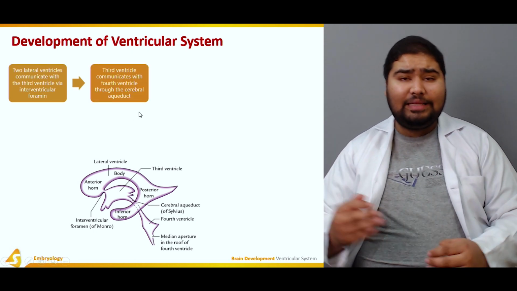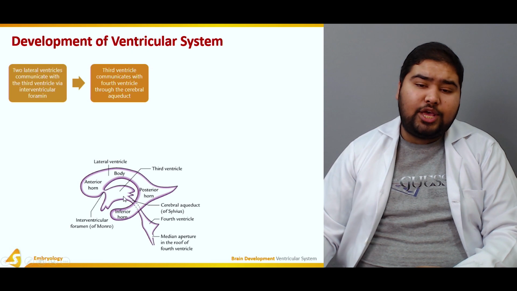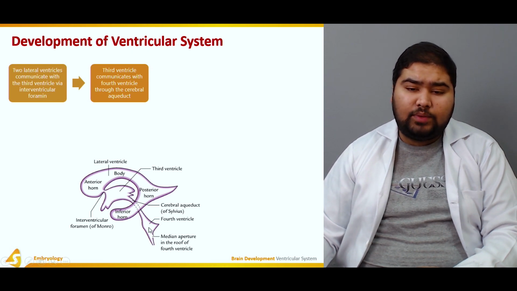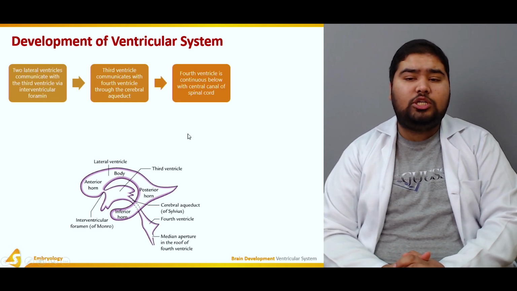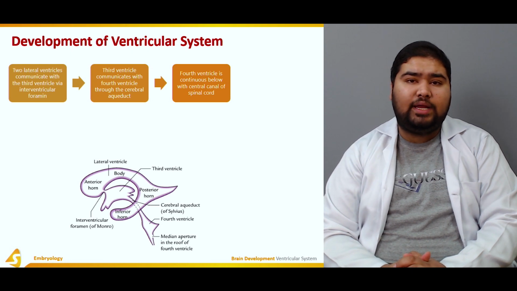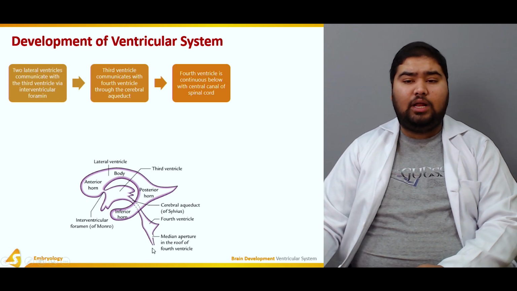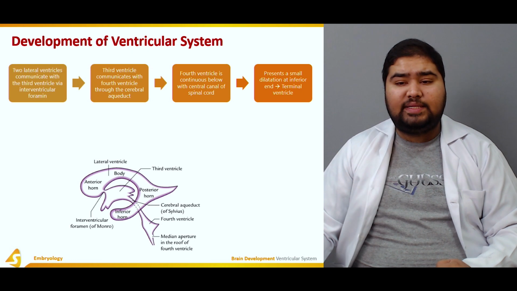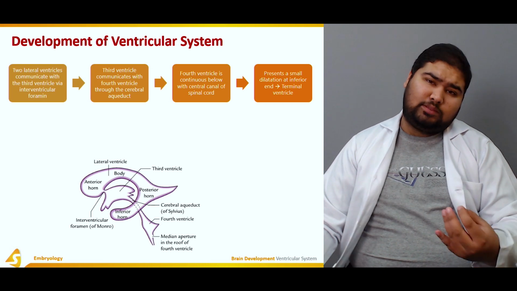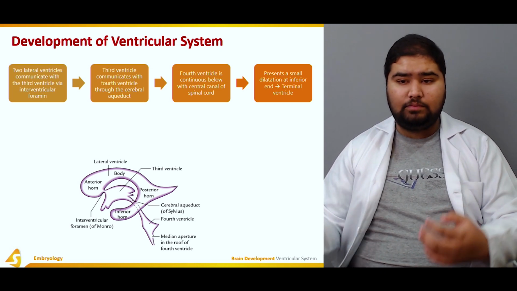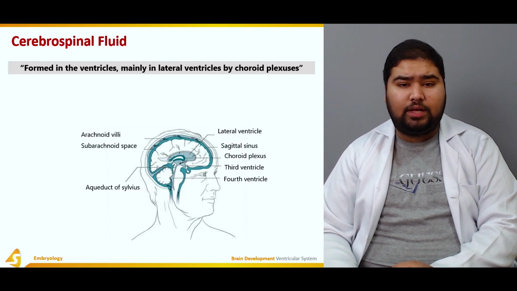Now the third ventricle communicates with the fourth ventricle through the cerebral aqueduct. Here you can see this is the third ventricle communicating with the fourth ventricle through the cerebral aqueduct. Now the fourth ventricle is continuous below with the central canal of the spinal cord. It presents a small dilation at the inferior end, which is known as the terminal ventricle.